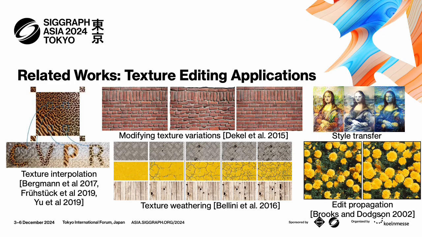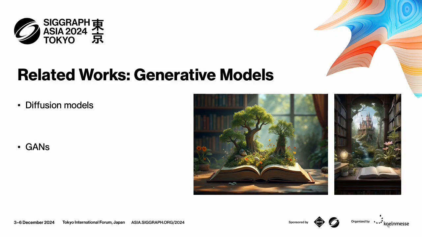Each relies on its own algorithm or specialized neural network. Our work aims to unify these approaches with a more versatile solution. Generative models like diffusion models and GANs have revolutionized content creation, producing highly realistic and diverse results.